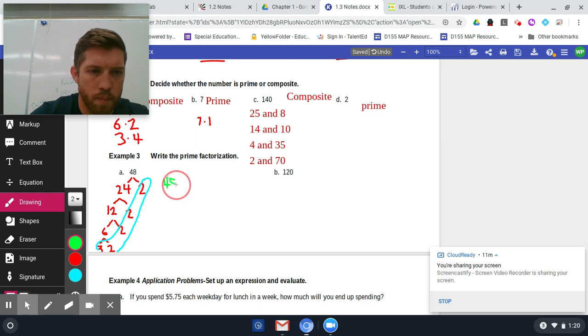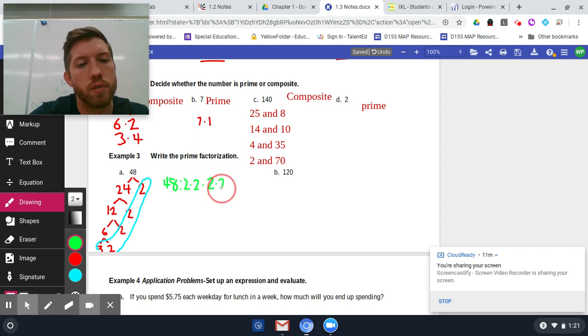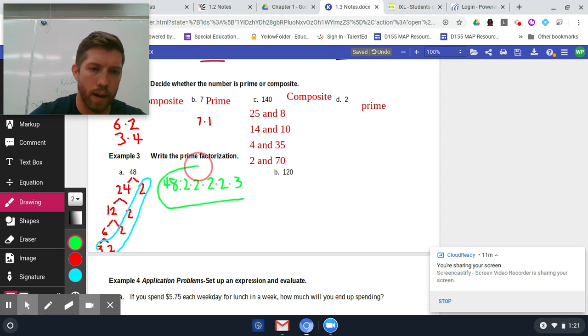And then what is the prime factorization of it? Well, it's going to be 2 times 2 times 2 times 2 times 3. All right, so 1, 2, 3, 4 2s and a 3. That is our prime factorization.